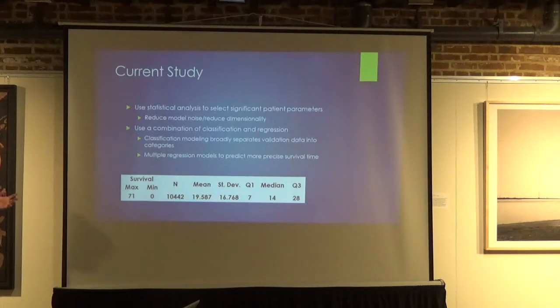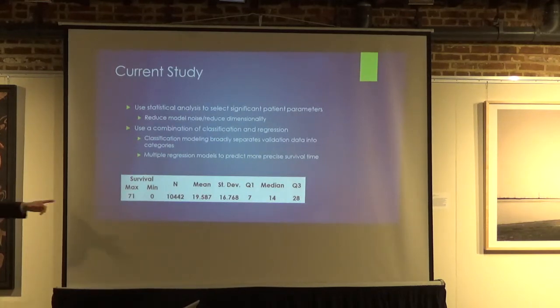So in the current study, first we used a statistical analysis to select significant parameters from the patients, and also to reduce the dimensionality and the noise with the model. And we used a combination of classification and regression. First, a classification to separate the data into 3 categories of survival time, like short-term, medium, and longer term, and then use regression modeling to predict within those categories how long these patients would live.